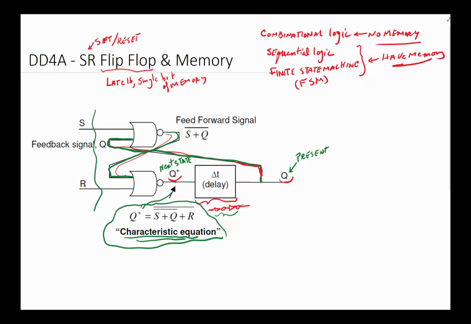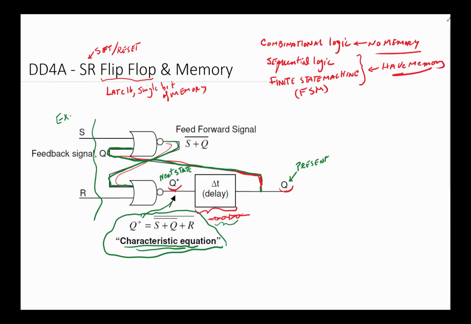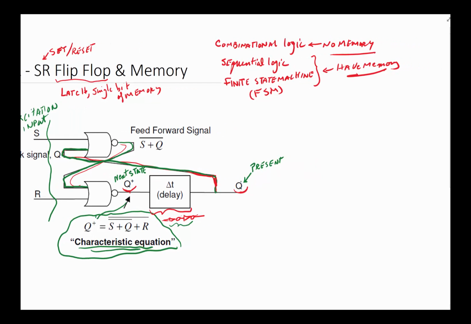These are called excitation input, or you can think about it as an external input if you like as well. And then Q is the present state and Q plus is the next state. As you notice, the present state Q is actually going to become an input itself into our system.